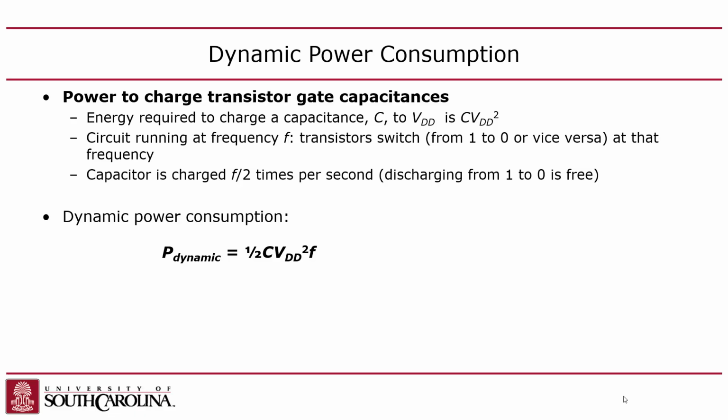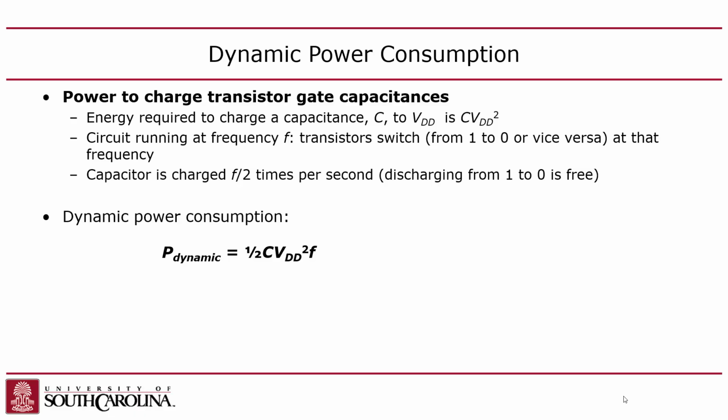Now, how much power does it take to charge a capacitor? It's CV squared: the capacitance times the voltage squared. That's to charge a capacitor one time with a voltage of V and a capacitance of C, right? So basically, the dynamic power consumption is 1/2. Why is it 1/2? Because you only pay once.